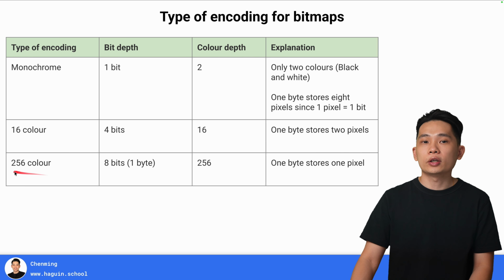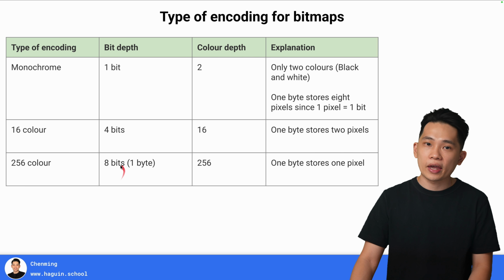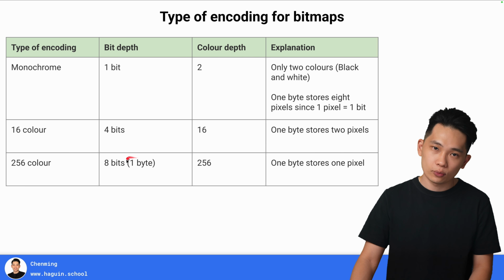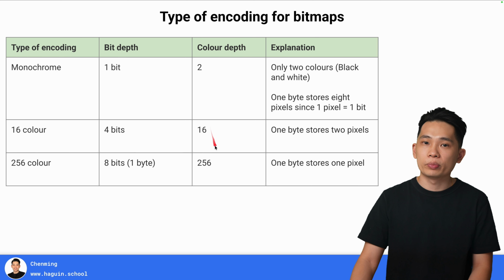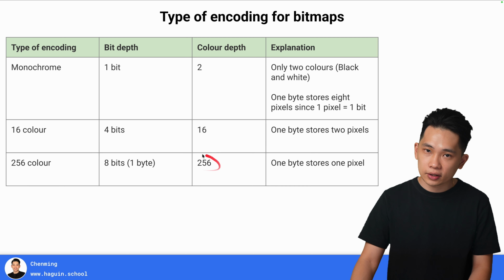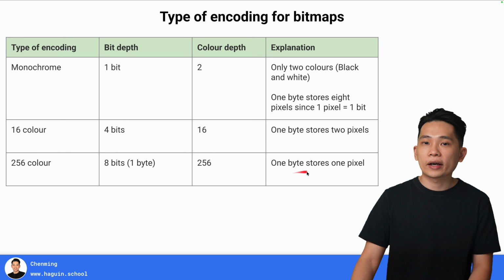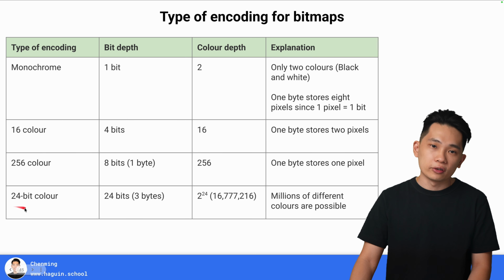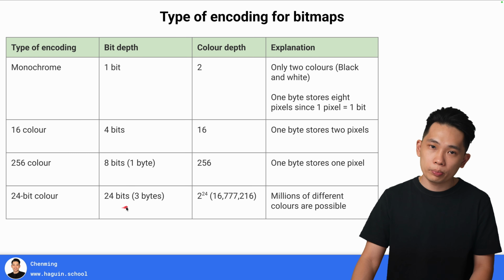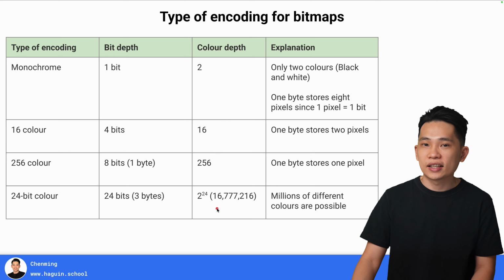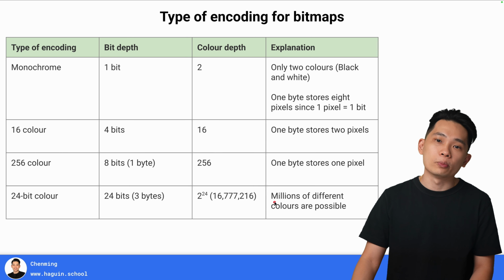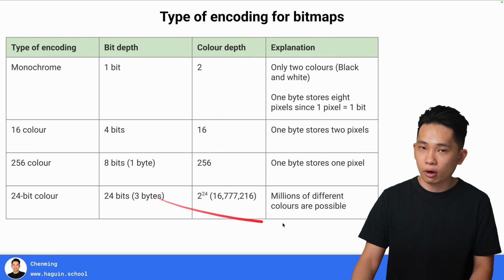And then next will be 256 color, which will be 8 bits here, which is exactly 1 byte. And the color depth will be 256 colors here. Therefore, 1 byte stores 1 pixel here. And finally will be 24-bit color here. So 24 bits is equal to 3 bytes here. And the number of possible colors will be 2 to the power of 24, which is this 16 million here. So millions of different colors are possible for this type of encoding here.